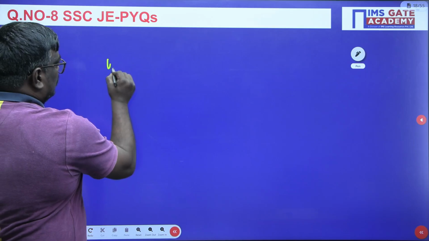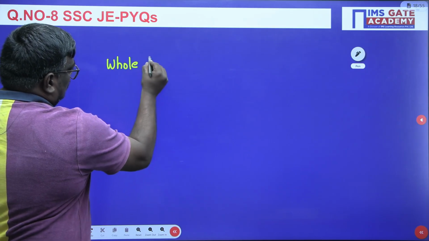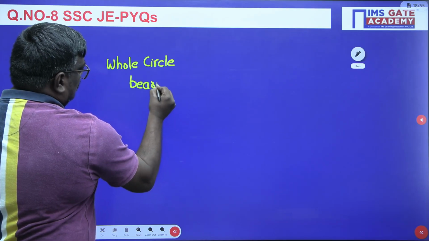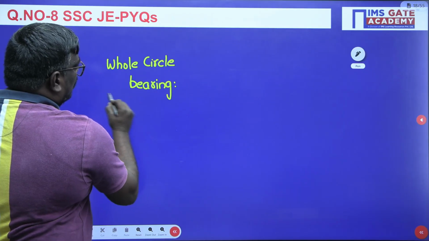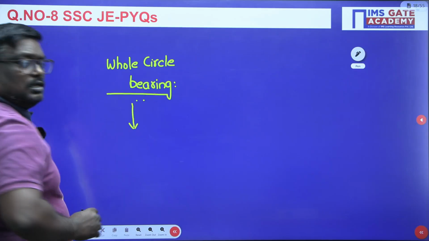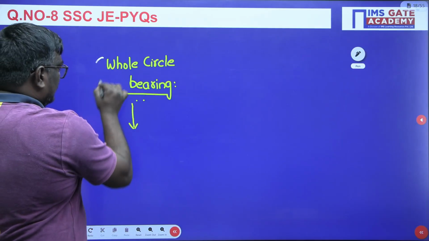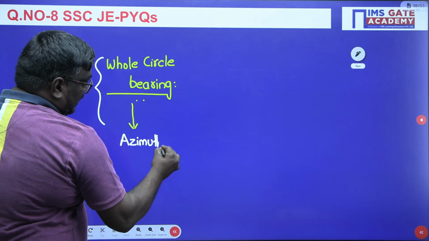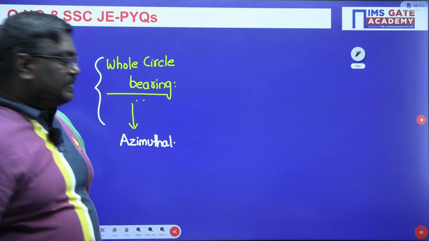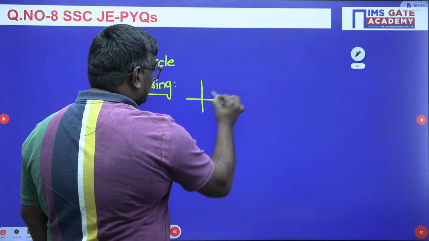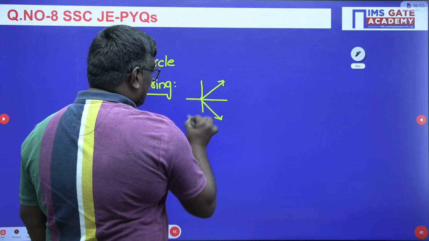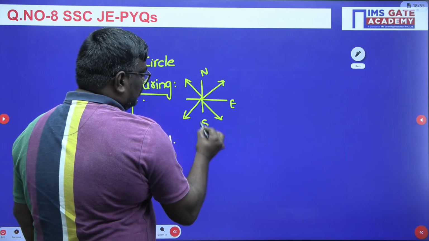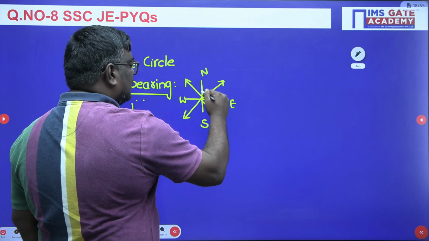If you talk about the whole circle bearing, it is also known as the azimuthal system. Okay. Now my dear students, you should be aware of what actually is the whole circle bearing. If I consider this line, and this line, this is north, this is east, this is south, and this is west. And if you see the angles, they will be in this way.